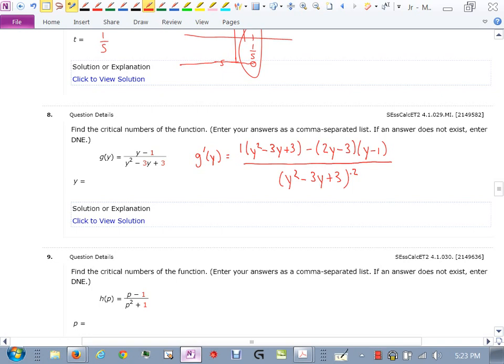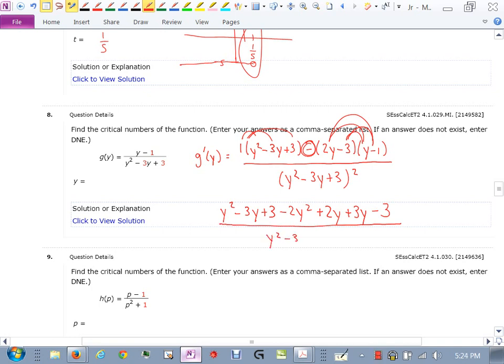Okay, now when we clean up the top, the 1 goes through here. We just get y squared minus 3y plus 3. We go ahead and distribute here. We get 2y squared, but then we're going to subtract it, so minus 2y squared. We have minus 2y, but then we're going to subtract it, so plus 2y. We have negative 3y, but we're going to subtract it, so plus 3y. And then we have plus 3, but we're going to subtract it, so minus 3. And that's all over the bottom squared.